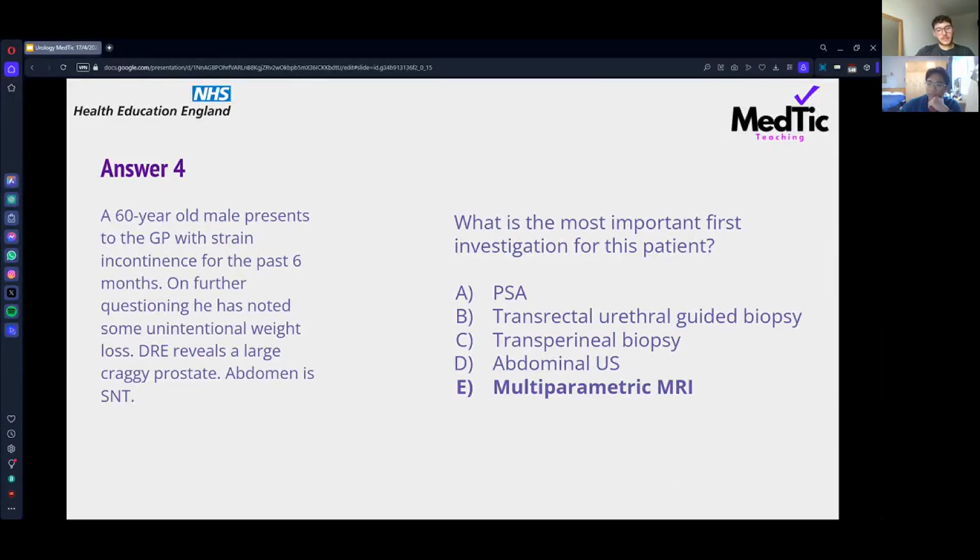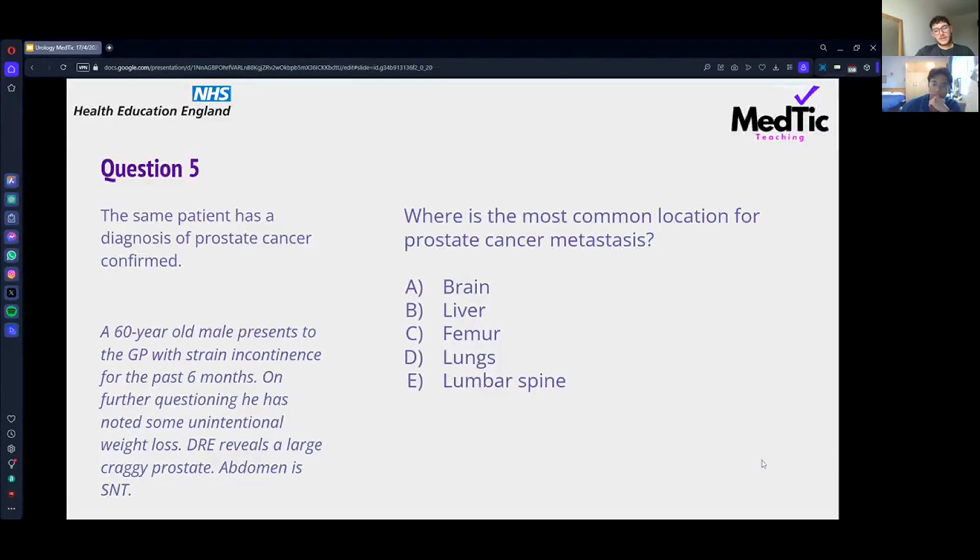So if we go on to the next question, to the next slide. This is a follow-up from prostate cancer. So have a go at answering this and then we'll talk about prostate cancer overall.